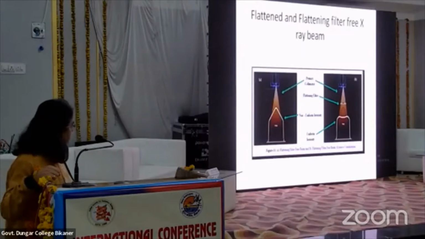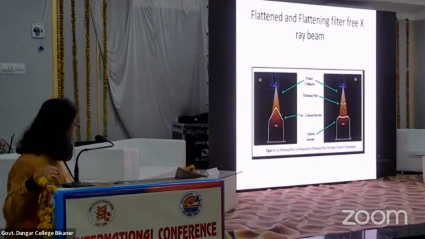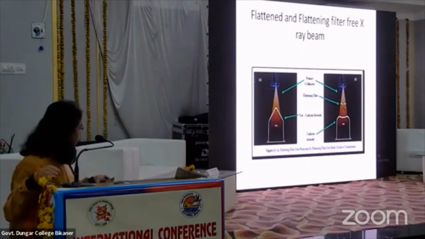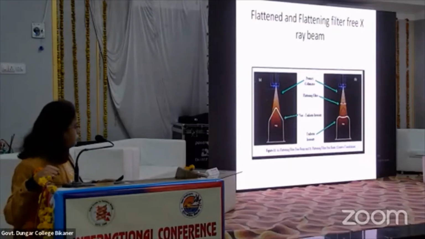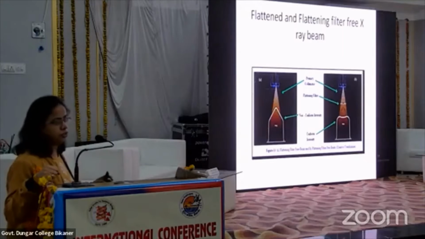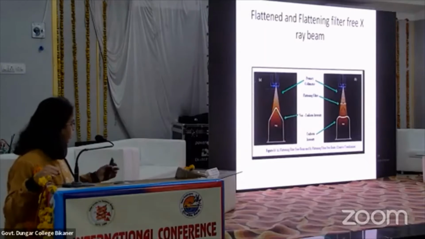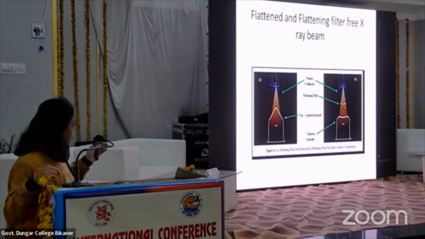So this is the importance of the flattened and unflattened X-ray beams. Here we can see the first picture is the radiation beam without the flattening filter, and the second one is the radiation beam with the flattening filter. Initially, most machines come with a flattening filter to flatten out the beam so that we get a uniform dose distribution in the treatment volume. Later on, the flattening filter was removed to increase the dose rate so that we can reduce the treatment time. The first picture is the dose distribution in the treatment field without the flattening filter.